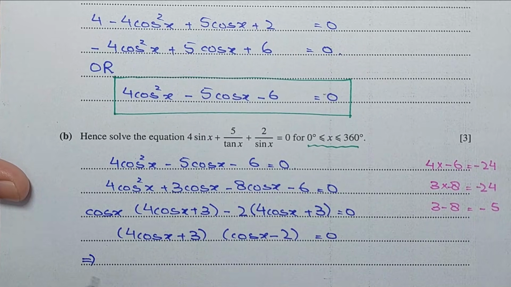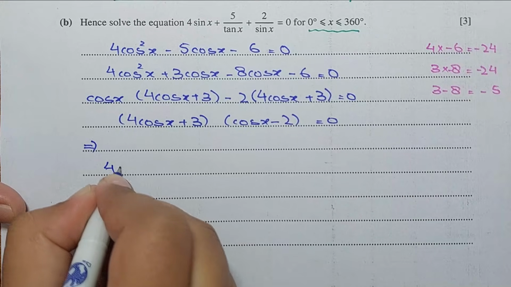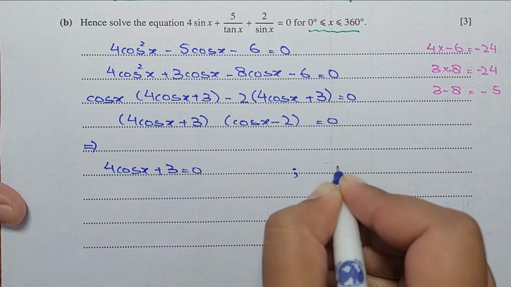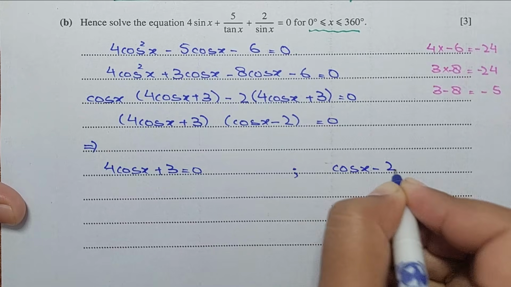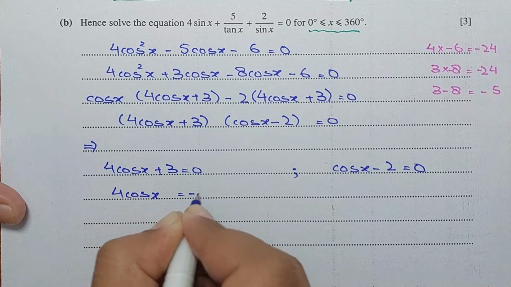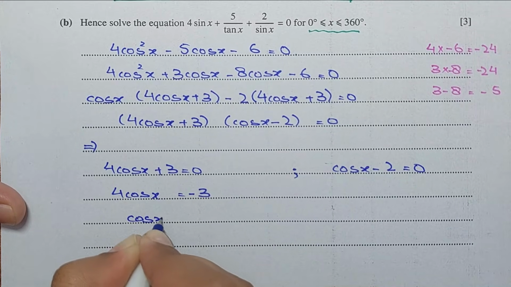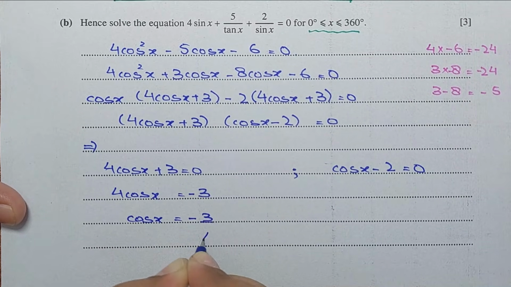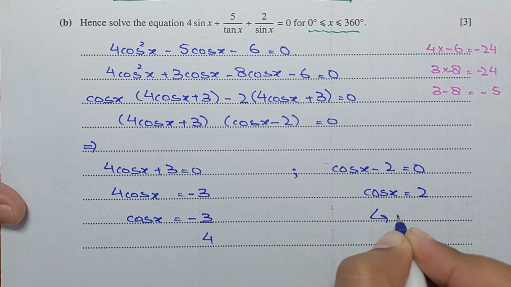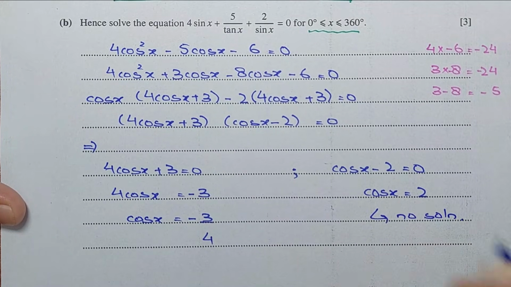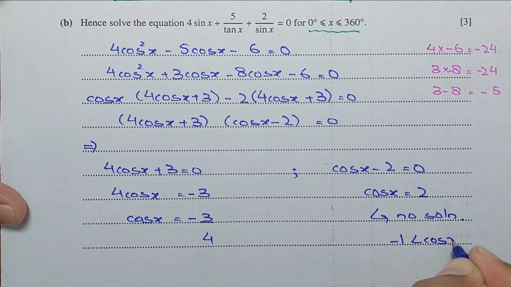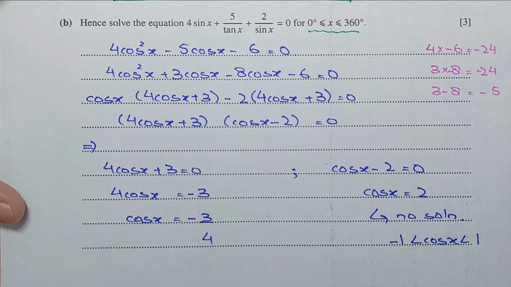Now put both factors separately equals to 0. So we can say 4 cos x plus 3 is equals to 0, or cos x minus 2 would be equals to 0. From here 4 cos x would be equals to negative 3, and cos x is equals to negative 3 by 4. And from here cos x is equals to 2. So from here we have no solution. Why we have no solution? Because the range of cos is between 1 and minus 1, but this is 2.